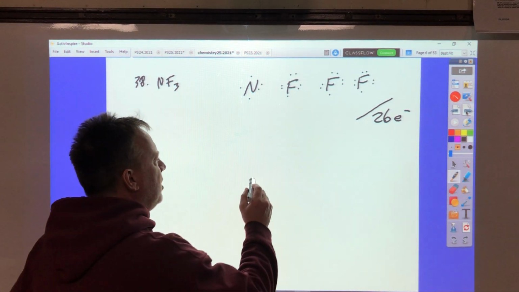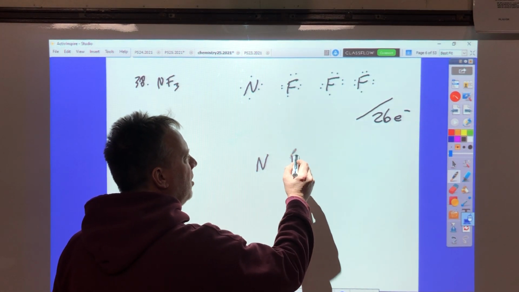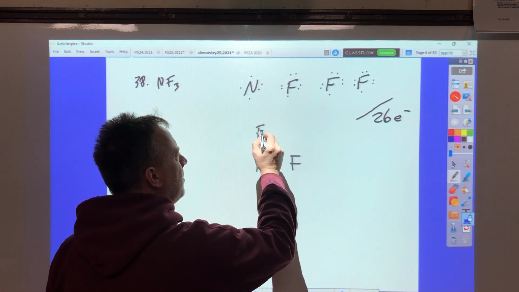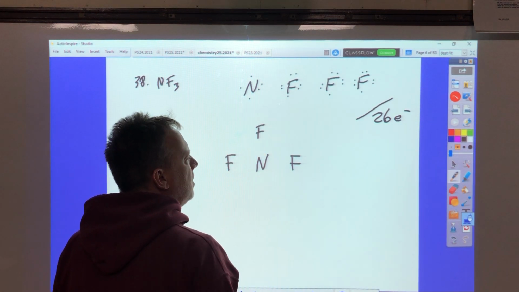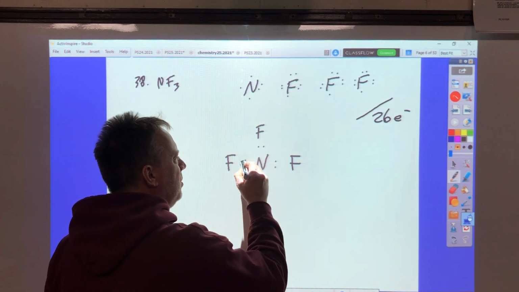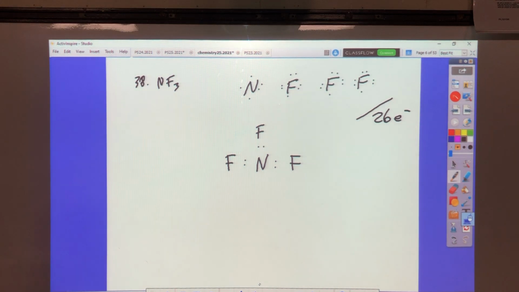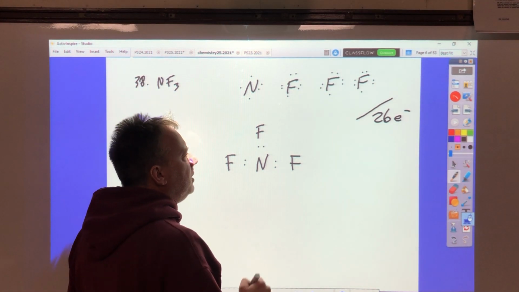Okay, so here's the nitrogen. Let's put it in the middle, put the other atoms around it. Put in the shared pairs. 1, 2, 2, 2, 2, 2. There's the shared pairs. Now give everybody 8. There are exceptions. We're not going to see them just yet.